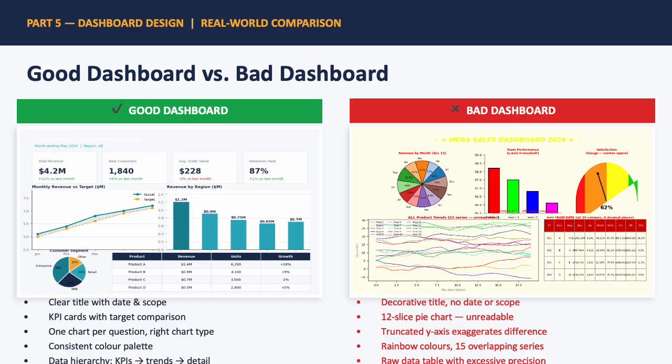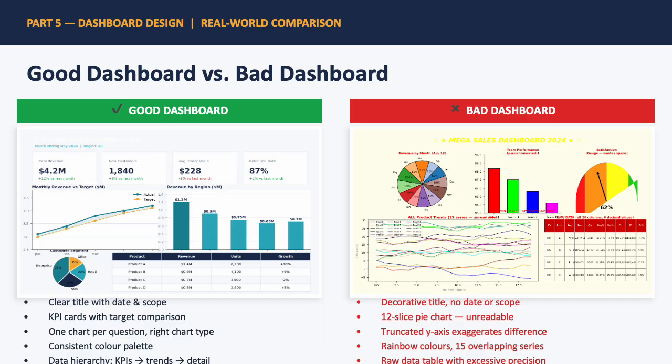The good dashboard on the left opens with a clear title that includes the reporting period and scope. Month ending May 2024, region all. There are 4 KPI cards at the top, each showing the current value and the variance against the prior month. Color coded appropriately. Green for improvement, red for decline.